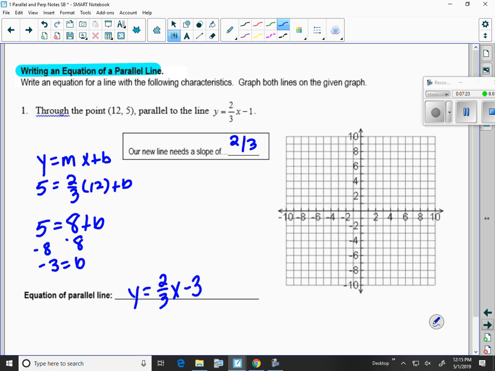Yes, we're going to graph both the old line and the new line to prove that they're parallel. Will I always make you graph them? No, sir, I will not. No, ma'am, I will not. Okay, my original line that I'm going to graph here is in red.